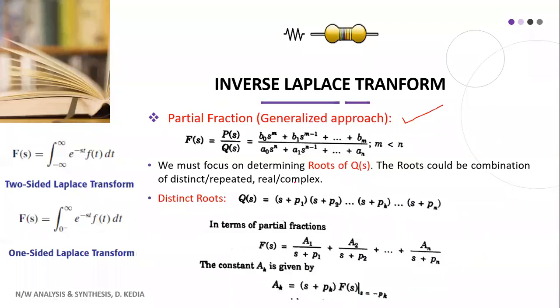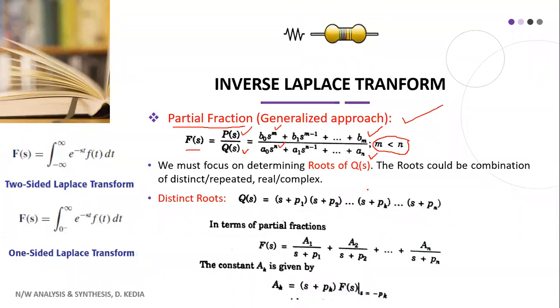So let us see that in the generalized approach, your partial fraction F(s) can be expressed as P(s) by Q(s). You can see this is a polynomial in S, and this is also a polynomial in S. This is the condition that I discussed in the last slide: the degree of numerator must be less than the degree of denominator. So this m must be less than n for partial fraction to be applied.